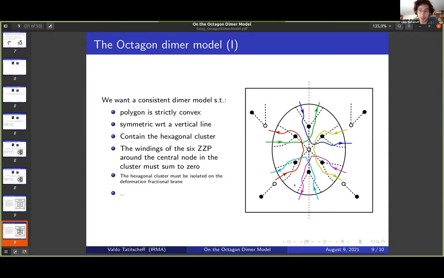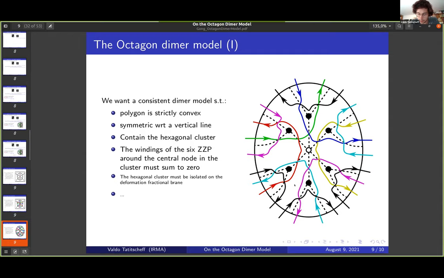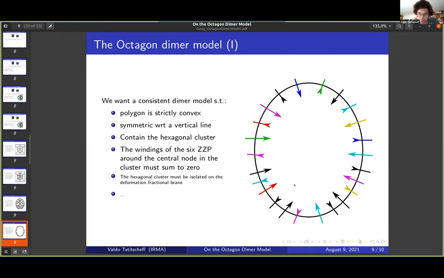With a view towards implementing our inverse algorithm cookbook, let's draw all the zigzag paths corresponding to the hexagonal cluster and just keep the in and out insertions on the boundary, so that we know that with such in and out pairing, we can reconstruct the hexagonal cluster.